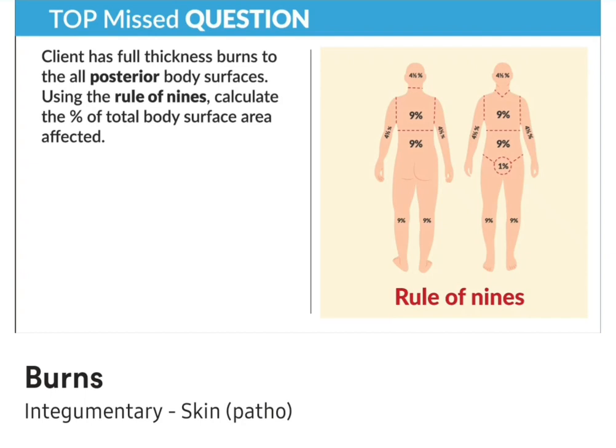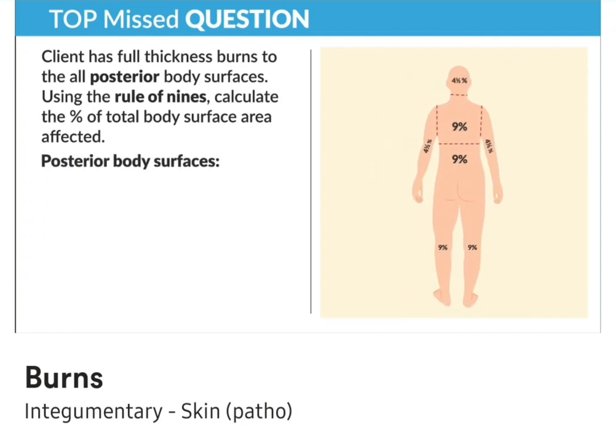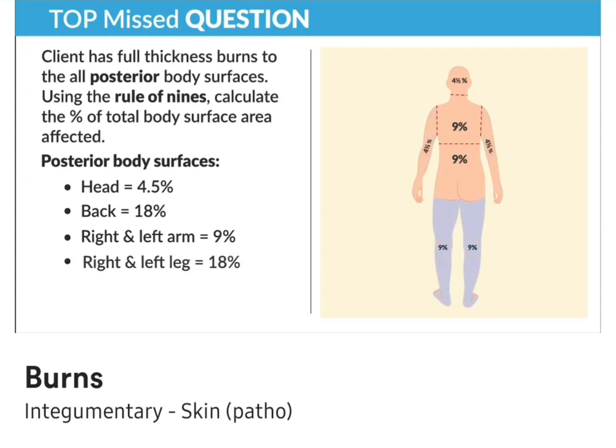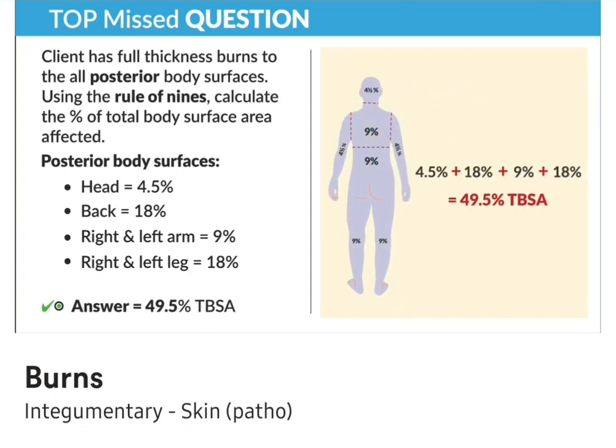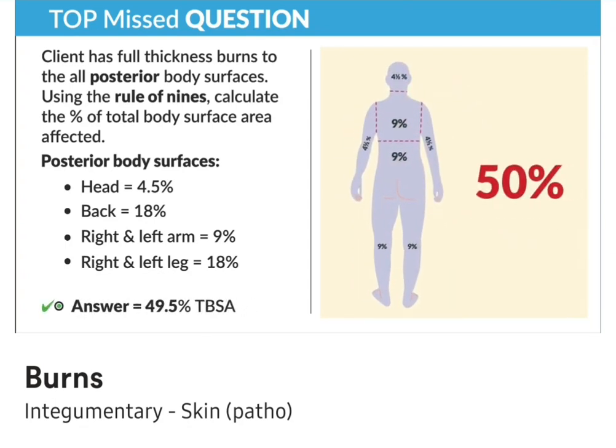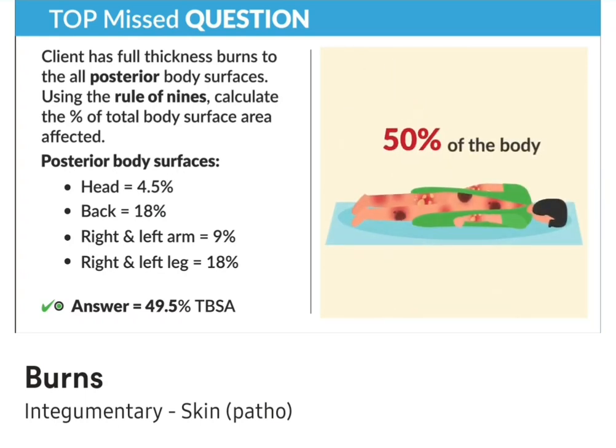Okay, now looking at the chart here that we memorized, we know that only the posterior body surfaces are affected from the question. So 4.5% for the head, 18% for the entire back, 9% for the right and left arm, and 18% for the right and left leg. So the answer is 49.5%. Now most exams ask you to round to the nearest whole number. So the answer would be 50% of the body, which makes sense because the entire back or posterior of the body has been burned here. So half the body's been burned, so 50% of the body.